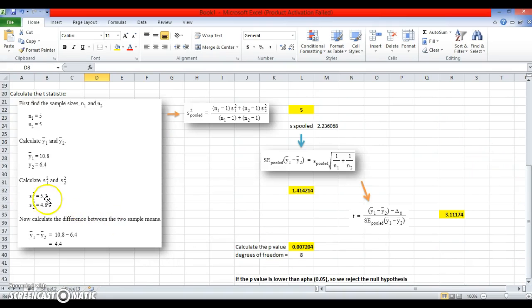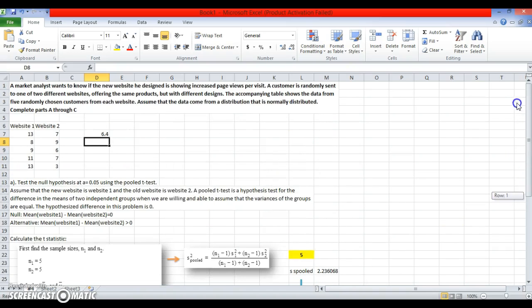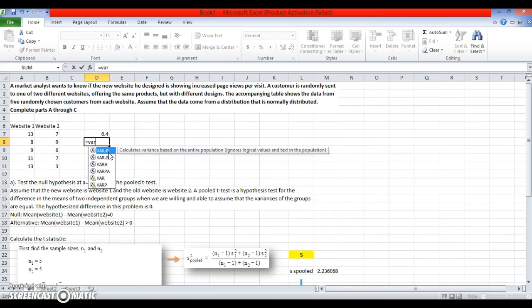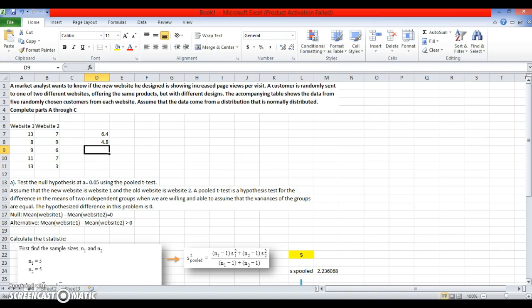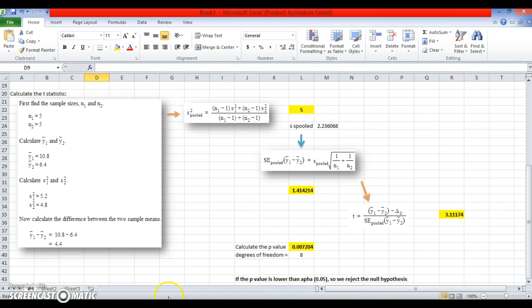Then S1 and S2, these are the variances. What does that mean? Going here, you do VAR. There are a lot of options that you could use. For the sample, we'll do the sample variance, VAR.S. Website 2 is 4.8, and as you can tell, website 2 is 4.8. The variance of website 1 is 5.2, meaning if we apply that same logic to our test, we get the same. Then calculate the difference between the two sample means.